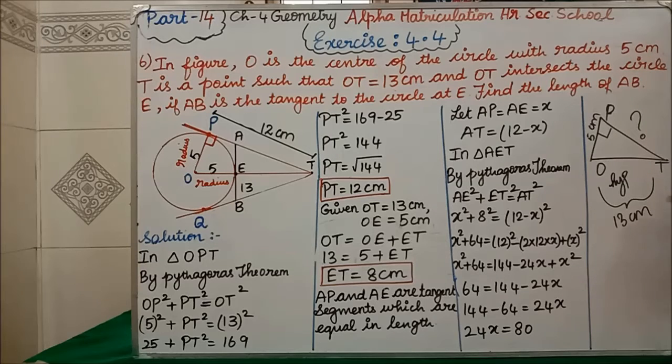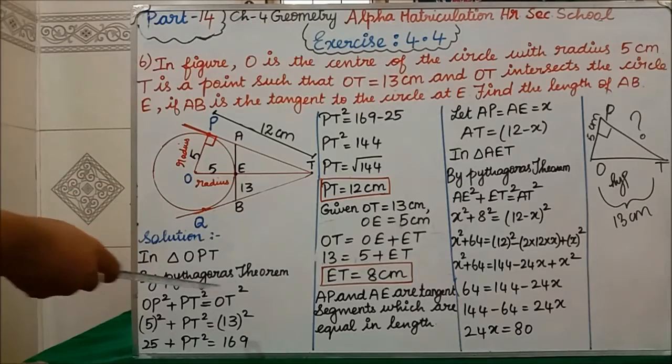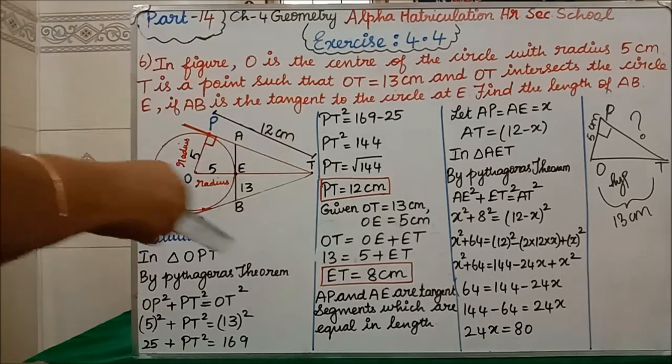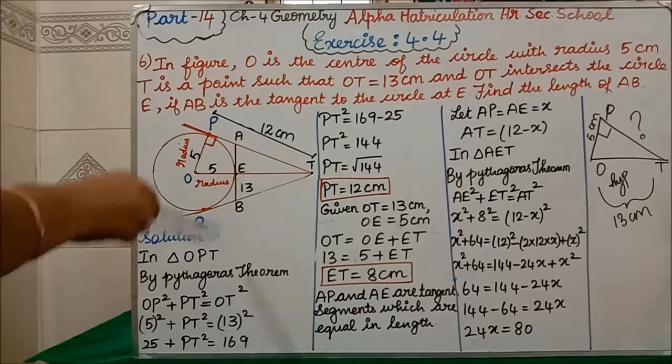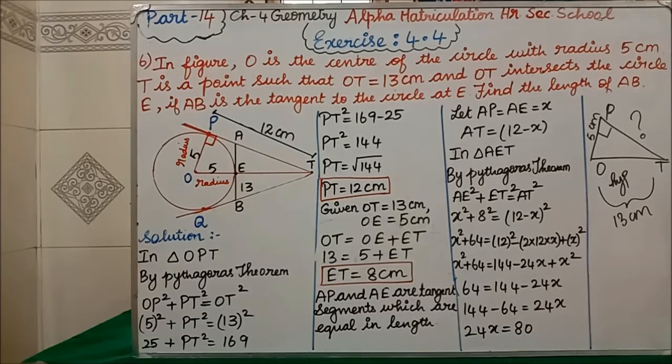So how can we write now? OT square is equal to OP square plus PT square. Hypotenuse side square equal to the sum of the squares of the remaining two sides. So I have written here OP square plus PT square equal to OT, hypotenuse side, square. OP we know the side is what? OP side is 5. PT, the full length, is what? P to T is what?